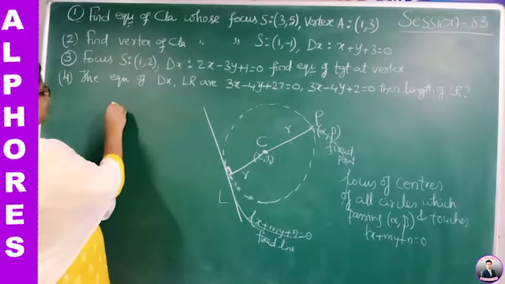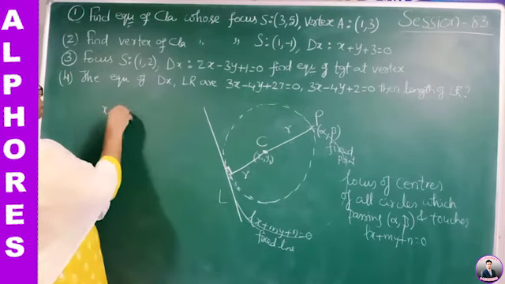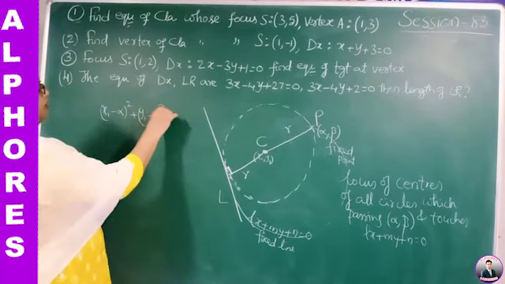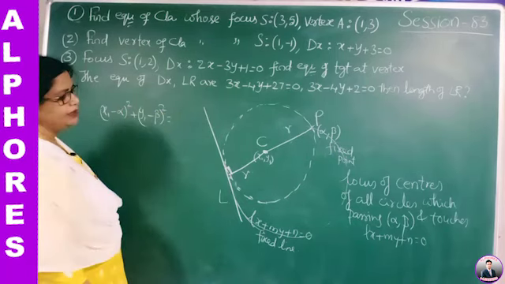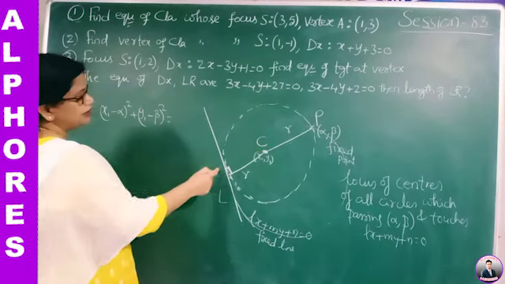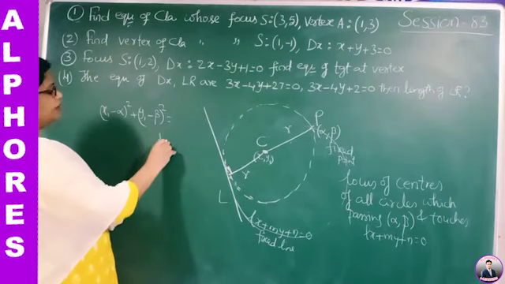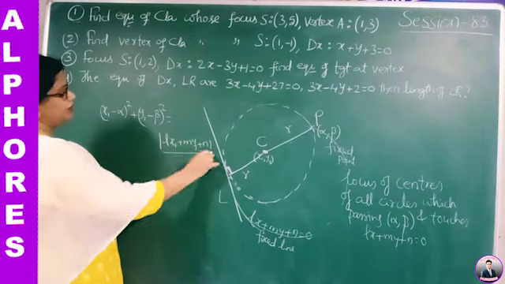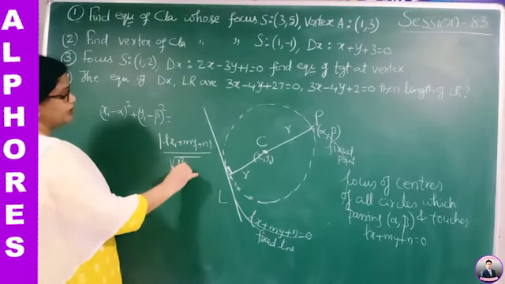That implies our complete conclusion: it is the square root of (x1 minus alpha) whole square plus (y1 minus beta) whole square is equal to, on this side, the perpendicular distance from the center onto the line, that is, mod of (Lx1 plus My1 plus n) divided by the square root of L square plus M square.